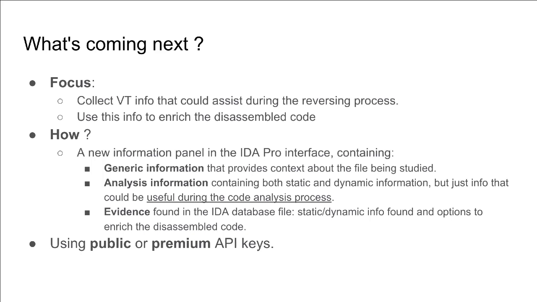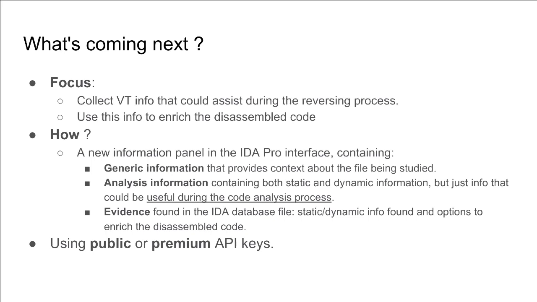So how is it going to be done? There will be an information panel in the IDA Pro interface containing 3 information blocks: general information that provides context about the file being studied; analysis information containing both static and dynamic information, but just info that could be useful during the code analysis process; and evidence found in the IDA database file, both static and dynamic info found, and options to enrich the disassembled code.